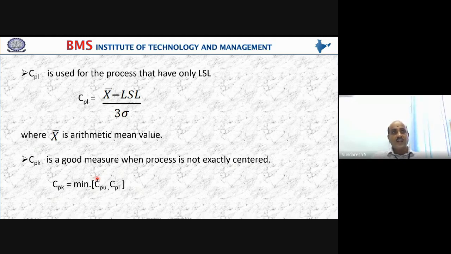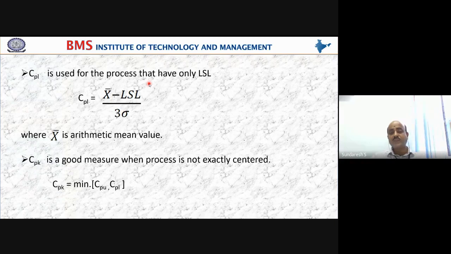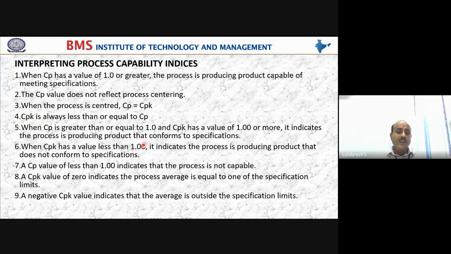So CP, when the process is exactly centered, is calculated as USL minus LSL divided by 6 sigma. CPU, when only a USL is specified, is USL minus X bar divided by 3 sigma. CPL, when only an LSL is specified, is X bar minus LSL divided by 3 sigma. And CPK is a very good measure when the process is not exactly centered, and it is the minimum of CPU and CPL. Got it? This is how we measure the different process capability indexes.